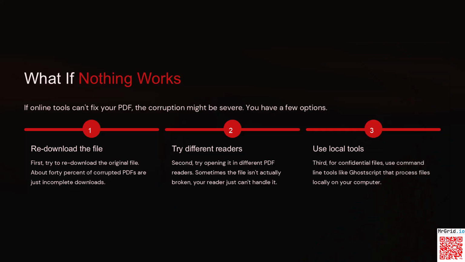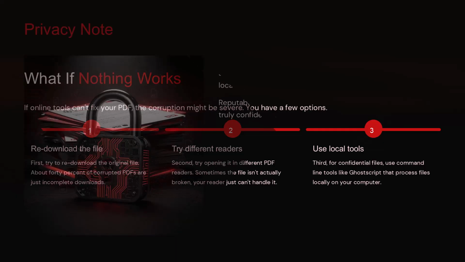What if nothing works? If online tools can't fix your PDF, the corruption might be severe. You have a few options. First, try to re-download the original file. About 40% of corrupted PDFs are just incomplete downloads. Second, try opening it in different PDF readers. Sometimes the file isn't actually broken. Your reader just can't handle it. Third, for confidential files, use command line tools like Ghostscript that process files locally on your computer.